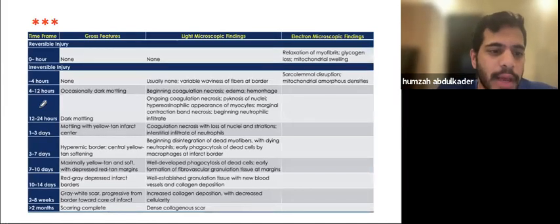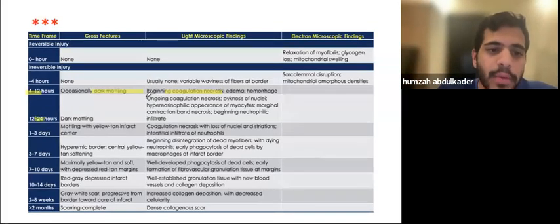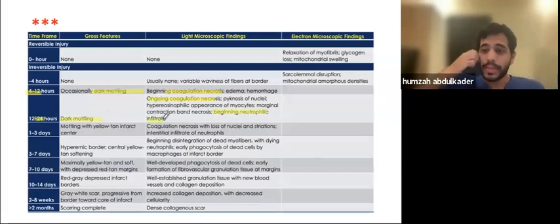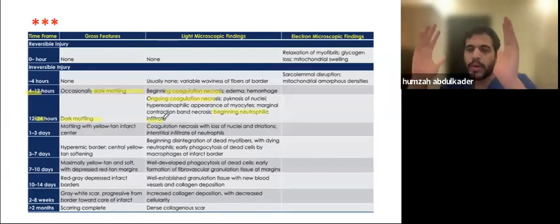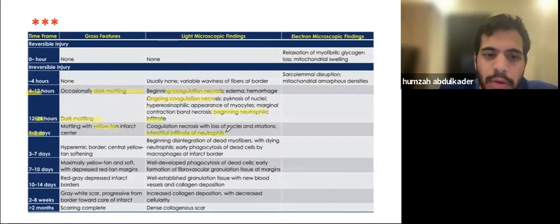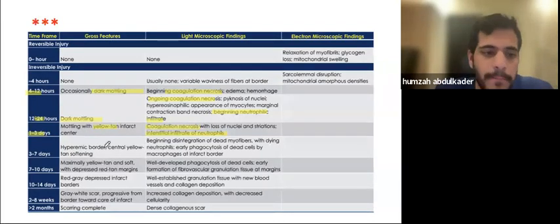So within the first day, okay, here it says 4 to 12 hours, coagulation necrosis, exactly what we talked about. Dark mottling. Necrosis is what causes that dark mottling, okay? 24 hours is still within the first day. Again, we're talking about coagulation necrosis, dark mottling, okay? Here, they say beginning of the neutrophilic infiltrate. But this is towards the end of the first day, okay? So between 1 day and 1 week, it begins with neutrophils. So 1 to 3 days, yellow tan, interstitial infiltrate of neutrophils, okay? Coagulation necrosis will obviously still be there because it started within the first day, okay?